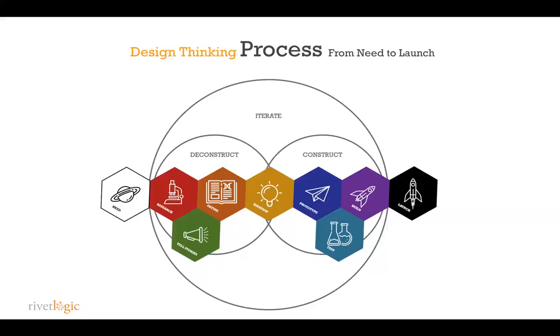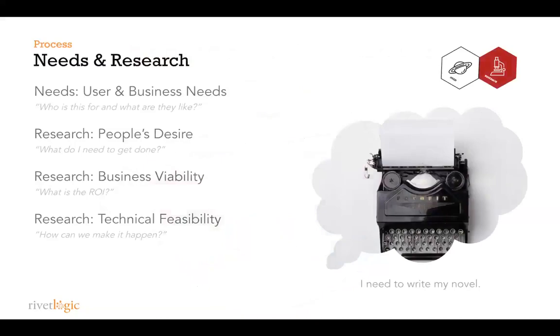So, first we start with needs and research. We look at the user and business needs. We ask ourselves, who is this for and what are they like? We then research people's desires and needs, and ask them, what do you need to get done? What is it that you actually need to get done?